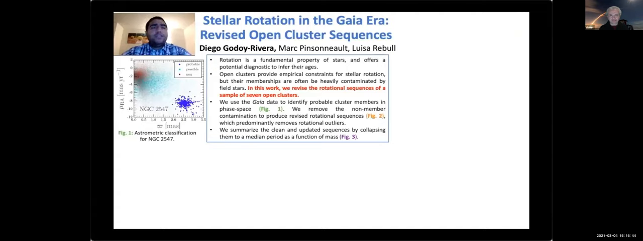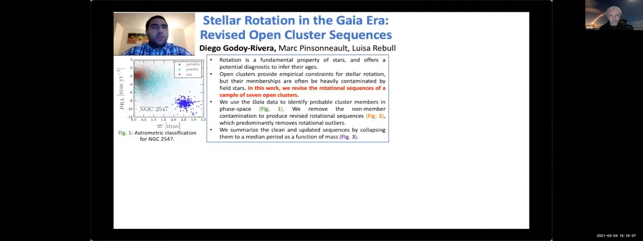Stellar rotation is a fundamental property of stars, and many of the constraints that we have for rotation come from open clusters. Unfortunately, the memberships of these systems are often heavily contaminated by field stars. In this work, we revise the rotational sequences of a sample of open clusters by using the Gaia data to identify the probable cluster members in astrometric phase space.